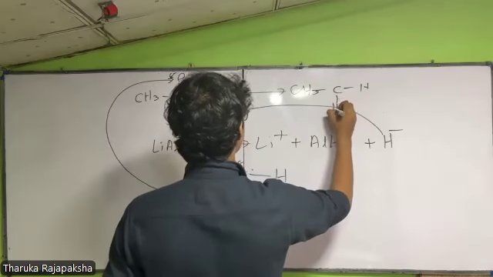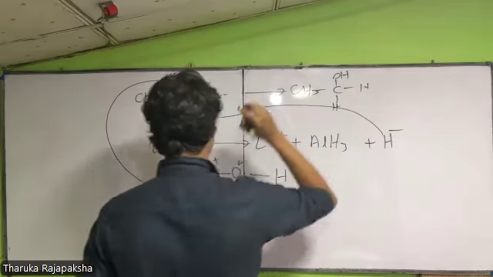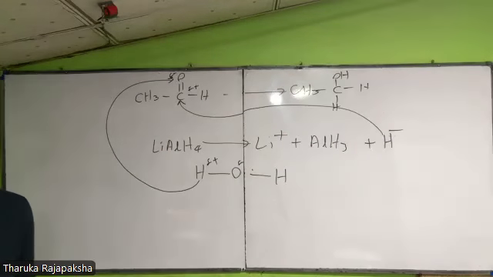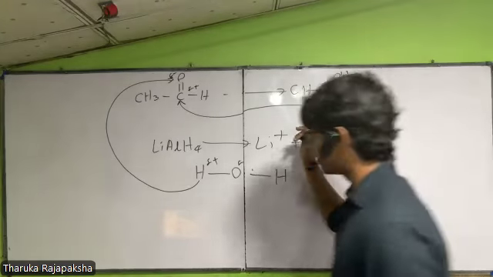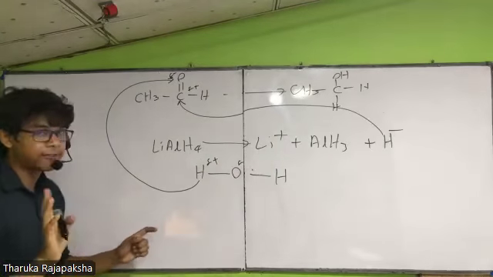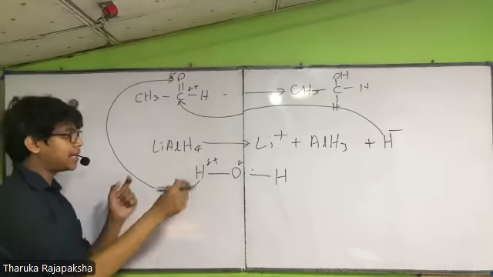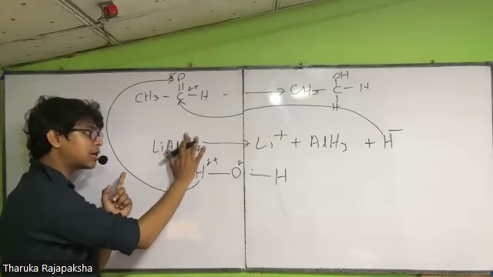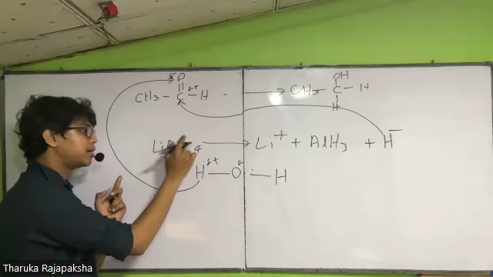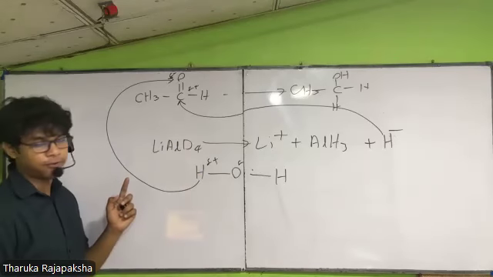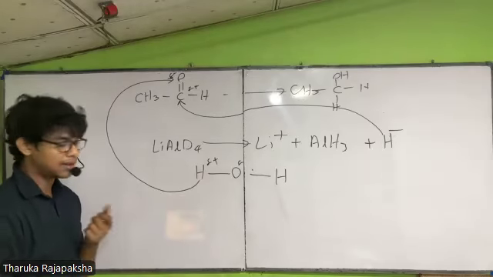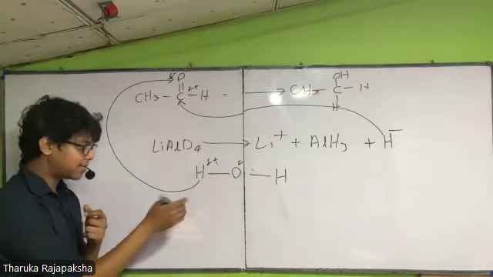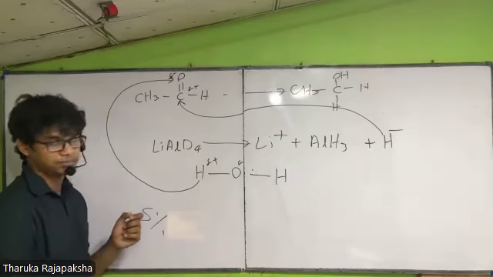CH3, C, H, H, OH. Now what should you know? Why do we learn this? If they say they are putting lithium aluminium deuteride, D4, and ask what will be the product, they could ask that. The chance of asking this in the exam is 5%.